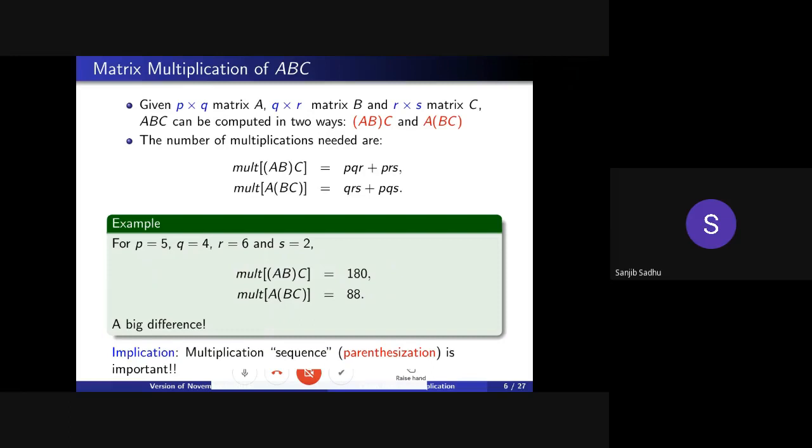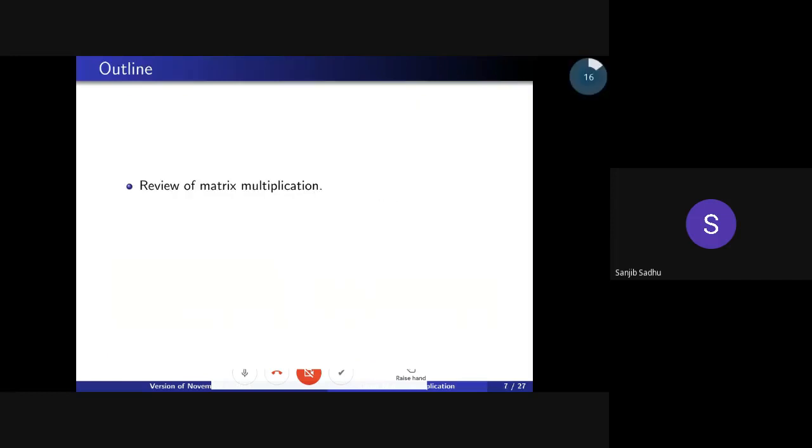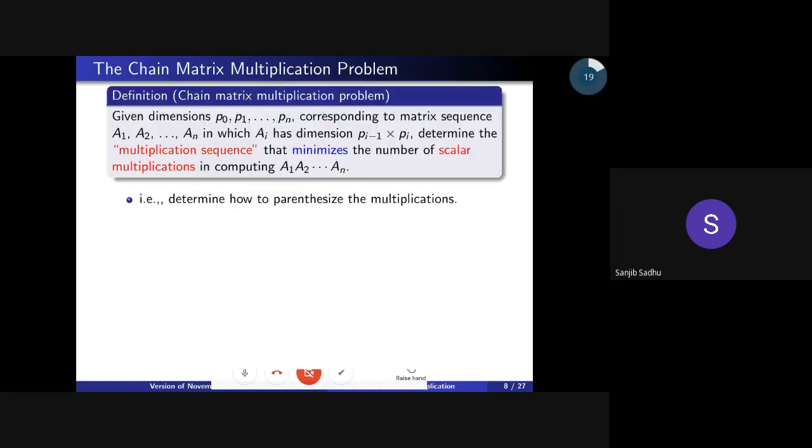That means parenthesization is important. Please see in which order you are multiplying this. You already know this parenthesis problem is like stack permutation, which means the Catalan number. So dynamic programming will be used. Here, suppose we have to multiply A1 to AN, just a series of matrices A1, A2, A3, up to AN.